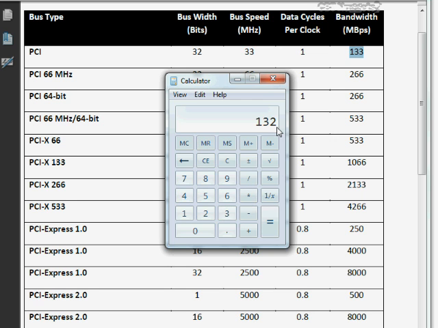Well, okay, smarty pants. There's rounding going on, as I mentioned earlier. For example, the bus speed is actually 33.33 megahertz. It's just that we round it down to 33. So if I were to put that in there, you could see that it would get to 133 something. Actually, let me clear everything out. There we go. So it would be 33.33 times our bus width of 4 equals 133.32. So that's a little bit closer.